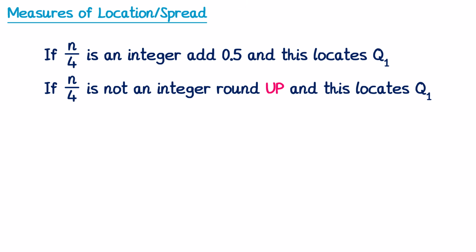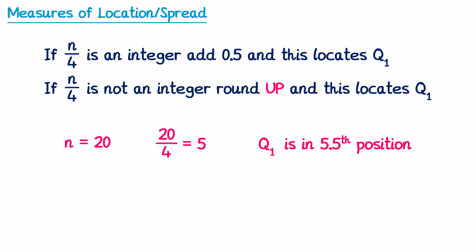So let's imagine n was 20, which meant we had 20 numbers in our list. We divide this by 4, which will give you 5. Then we need to decide if this is an integer or not, and 5 is an integer. If it's an integer, we add 0.5 to it, so add 0.5 to 5, which will give you 5.5. This will tell you that Q1 will be in position 5.5 in your list.